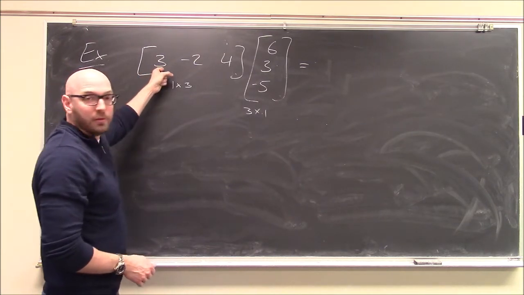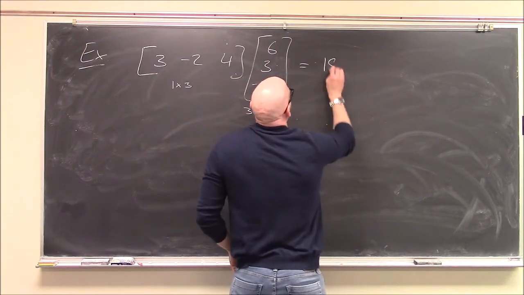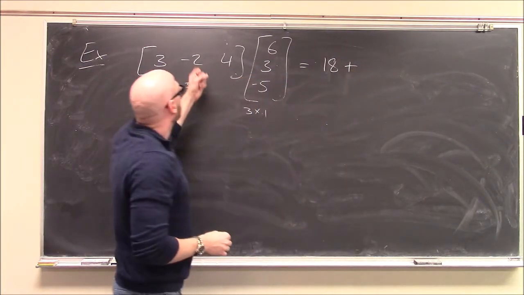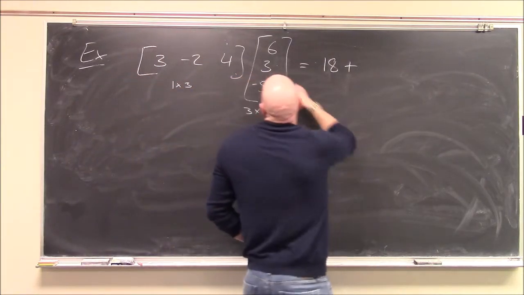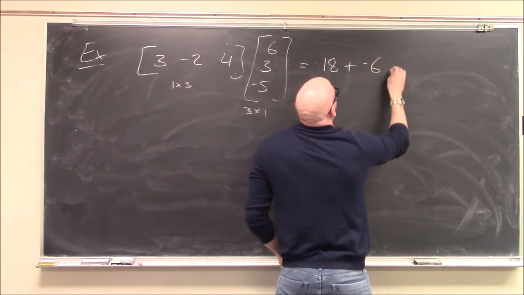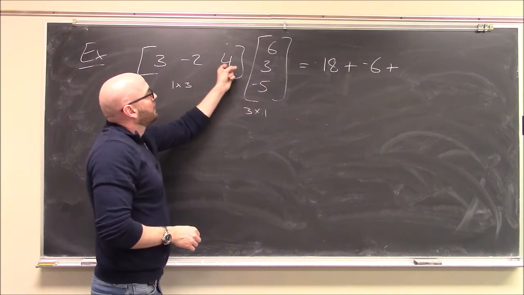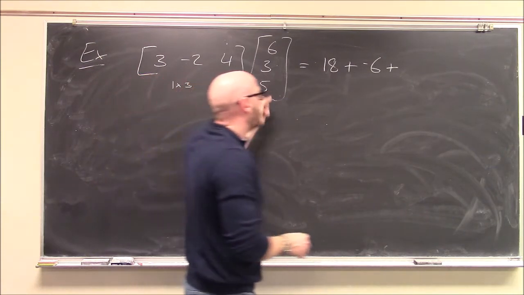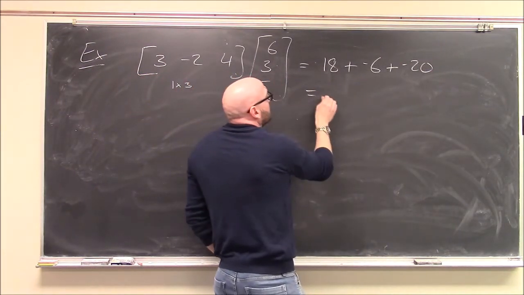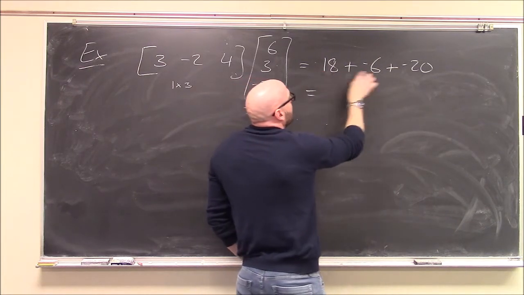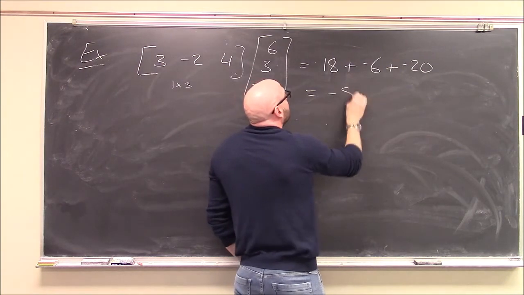We take the first entry of the row times the first entry of the column. So 3 times 6 is 18. Then I've got minus 2 times positive 3, so plus minus 2 times positive 3 is plus minus 6. And then I've got plus, last but not least, 4 times minus 5. 4 times minus 5 is minus 20. And this is just a number. This is what? 18 minus 6 is 12. Minus 20 is minus 8.